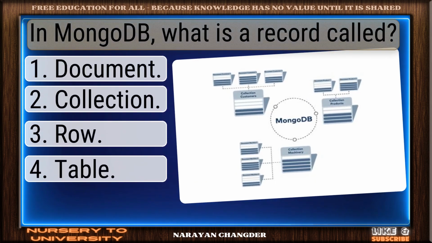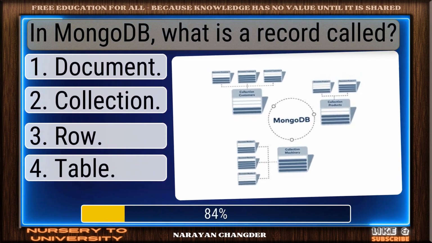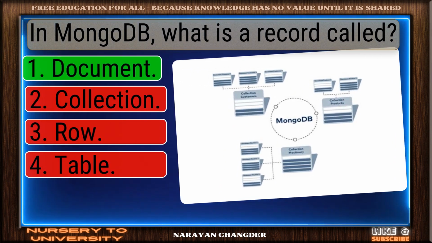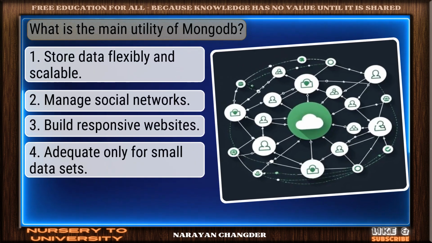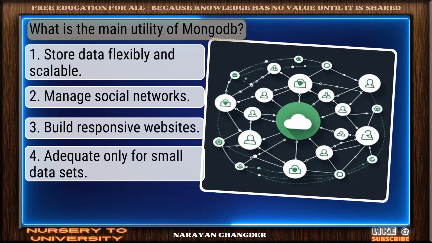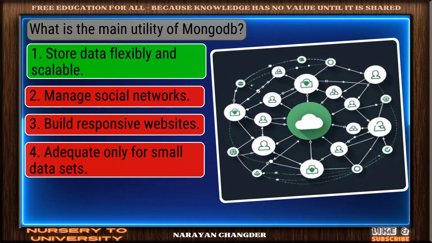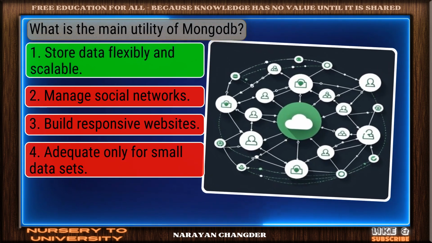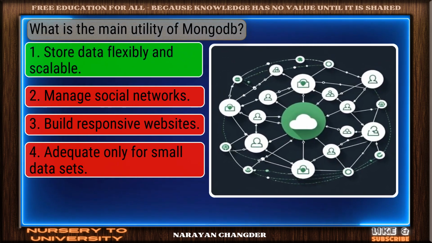Question number 50. In MongoDB, what is a record called? Well reasoned. Document is the correct choice. Question number 51. What is the main utility of MongoDB? Exactly. Store data flexibly and scalable makes sense. And it is right choice.